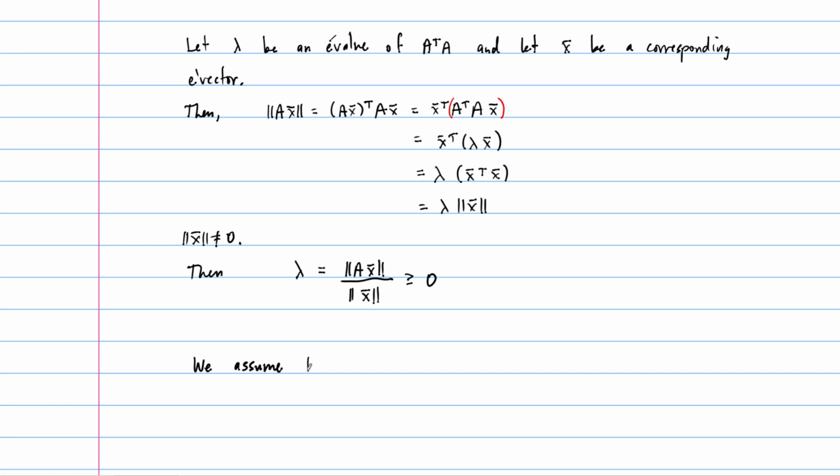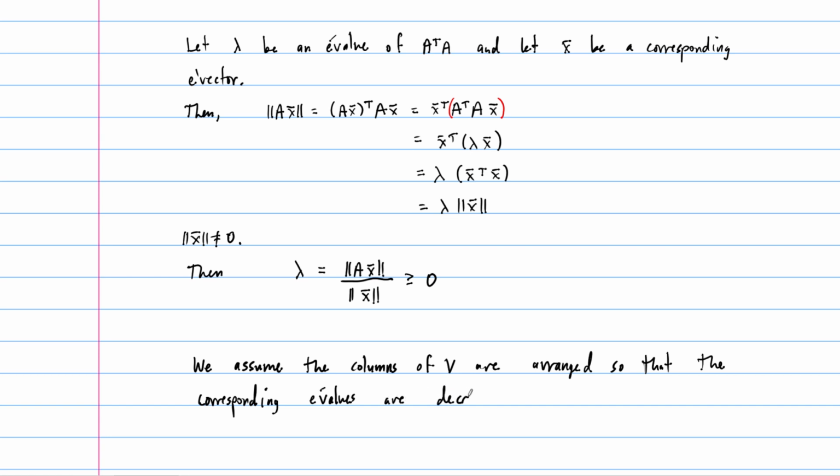But we assume that the columns now of V are arranged so that their corresponding eigenvalues are decreasing. So remember, each column vector of V is an eigenvector of A transpose A. So the corresponding eigenvalues are decreasing.